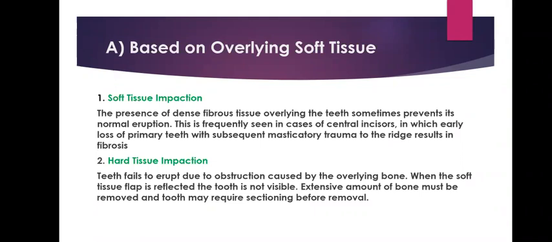Now, soft tissue impaction, there is presence of dense fibrous tissue overlying the teeth, sometimes preventing it from normal eruption. This is frequently seen in cases of central incisors in which early loss of primary teeth with subsequent masticatory trauma to the ridge results in fibrosis. And hard tissue impaction, here the teeth fail to erupt due to obstruction caused by overlying bone. When the soft tissue flap is reflected, the tooth is not visible. An extensive amount of bone must be removed and the tooth may require sectioning before removal.